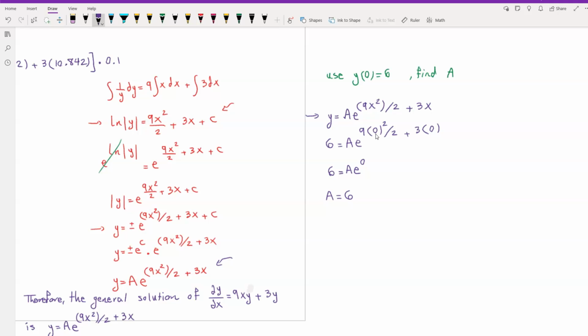Now substitute the value of the constant a into the general solution found earlier to find the exact solution to the differential equation. So what we have here, y exact value, so that is equal to 6, what we have for a is 6, times e power 9x squared divided by 2 plus 3x. So this is what we have for exact solution.